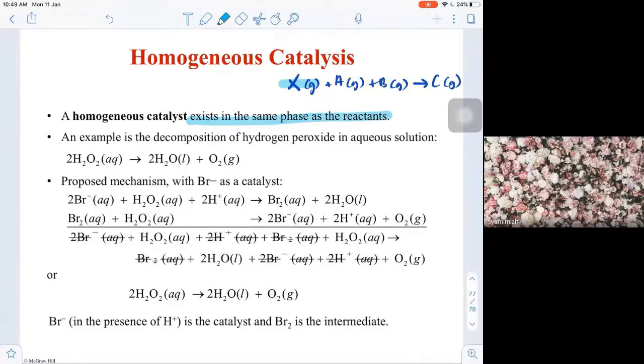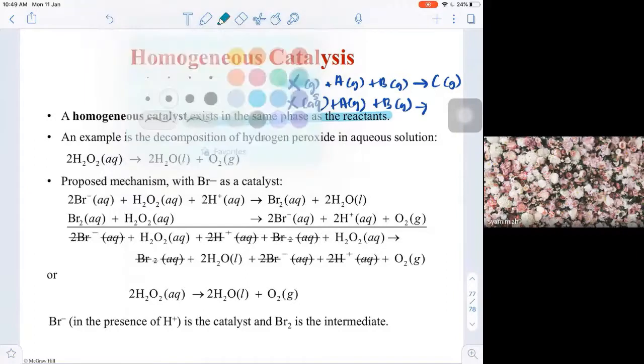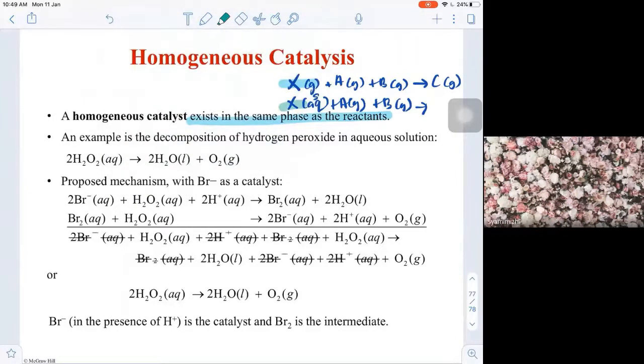The second one is heterogeneous, when the catalyst is not in the same phase as the reactants. For example, if your catalyst is in an aqueous state or a solid state and reacts with A gas and B gas, the phase is not the same as the reactants, so we say that this catalyst is a heterogeneous catalyst. So that's all on the catalyst.